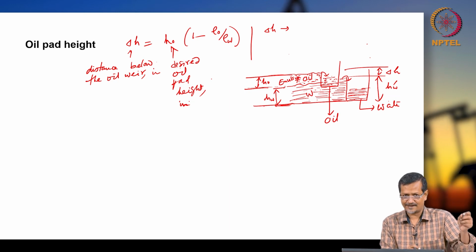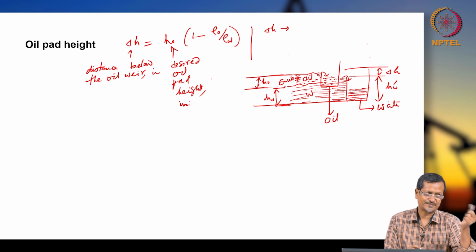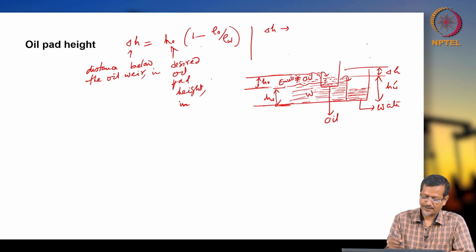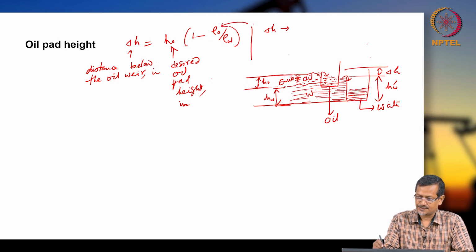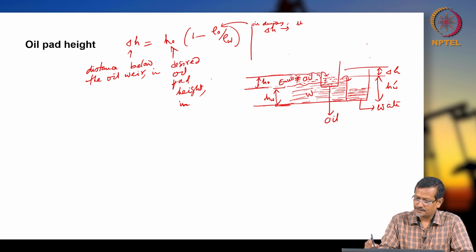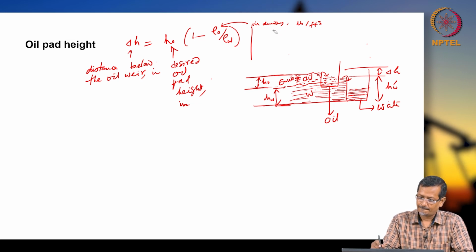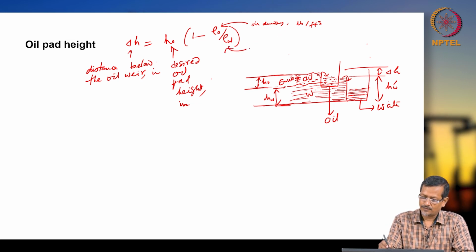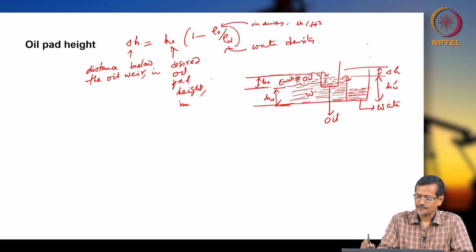For example, in the previous class we discussed separator sizing, where inch and feet were multiplied. Okay, so here all are in inch. Rho O is the oil density, unit is lb per cubic feet. Then rho W is the water density, lb per cubic feet. Okay.